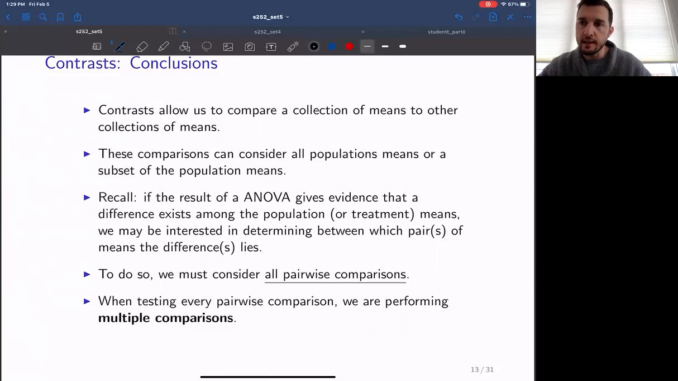So our technique for determining where the difference lies is done by considering all pairwise combinations, through the technique that we call multiple comparisons. A multiple comparison simply refers to the process of comparing all possible means within an experiment to one another.